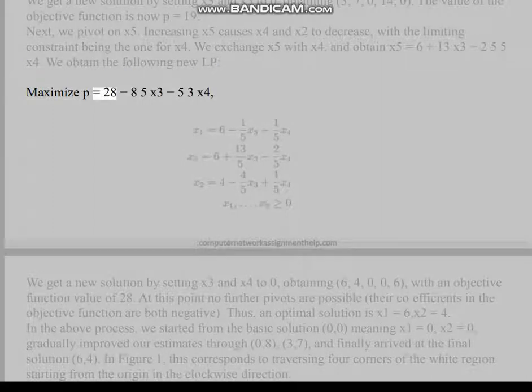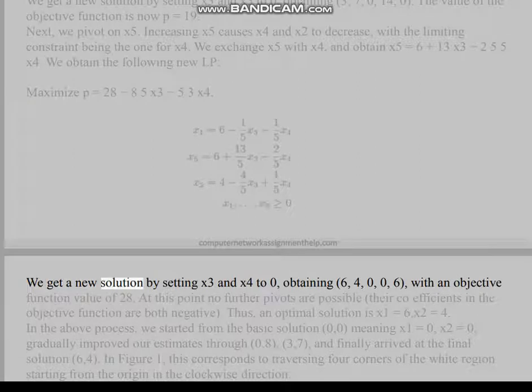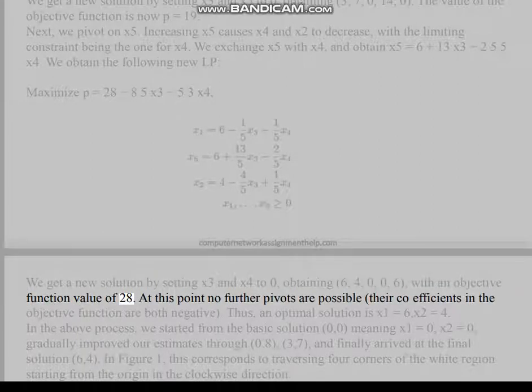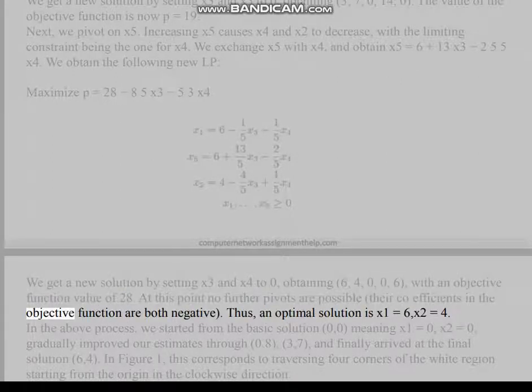Maximize p = 28 - 85x3 - 53x4. We get a new solution by setting x3 and x4 to 0, obtaining (6, 4, 0, 0, 6), with an objective function value of 28. At this point, no further pivots are possible. Their coefficients in the objective function are both negative. Thus, an optimal solution is x1 = 6, x2 = 4.